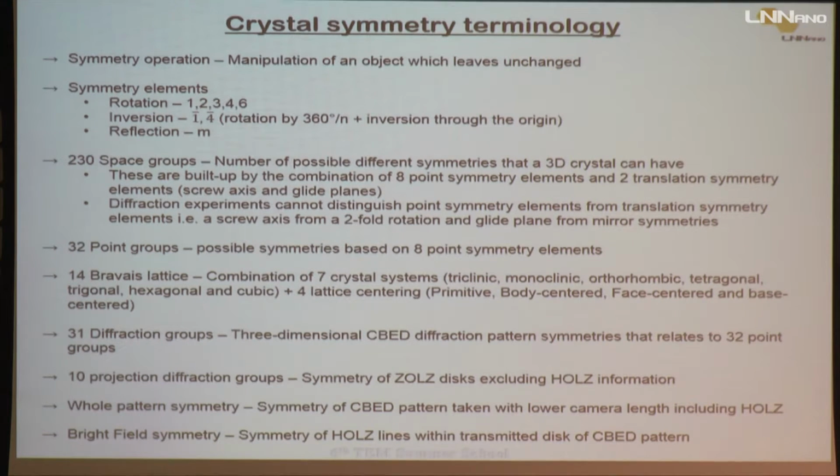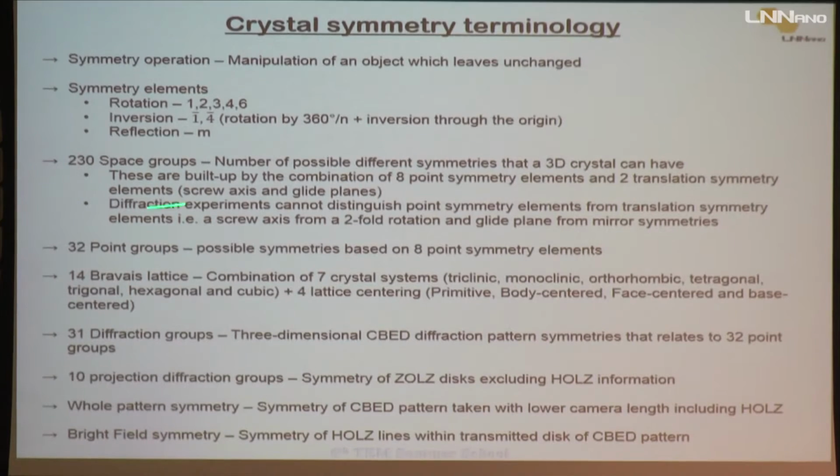There are 8 symmetry elements: 5 point rotation symmetry elements, 2 inversion symmetry elements, and 1 reflection. If you have noticed, we don't have a 5-fold rotation, because 5-fold symmetry cannot fit into a crystal lattice and can be obtained from a combination of other symmetry elements. So what exactly are space groups? The number of possible different symmetries that a 3D crystal can have are called space groups, and there are 230 in nature.